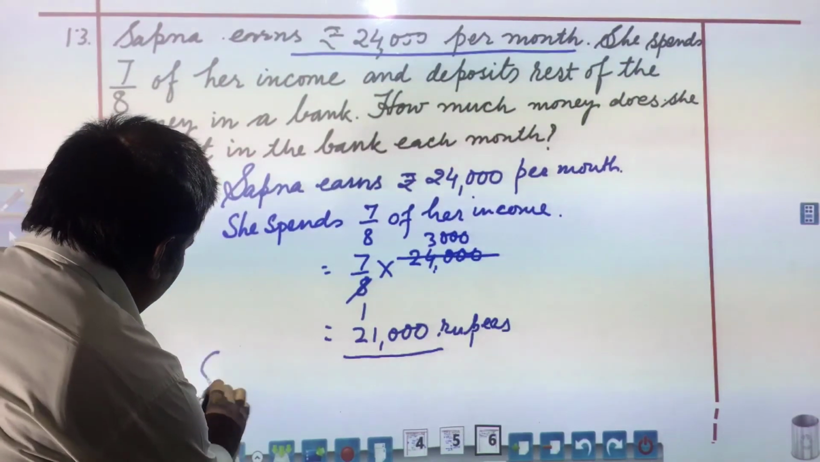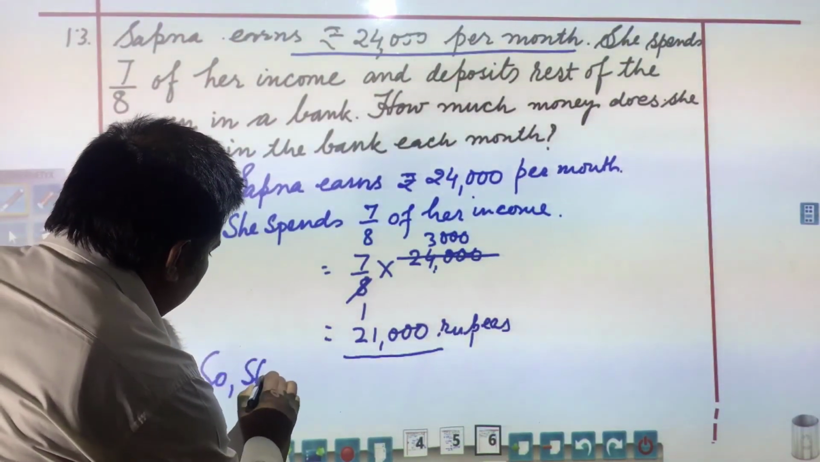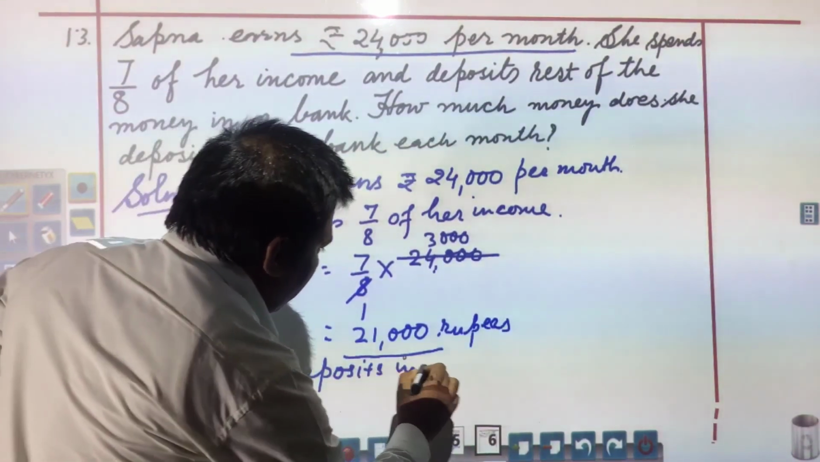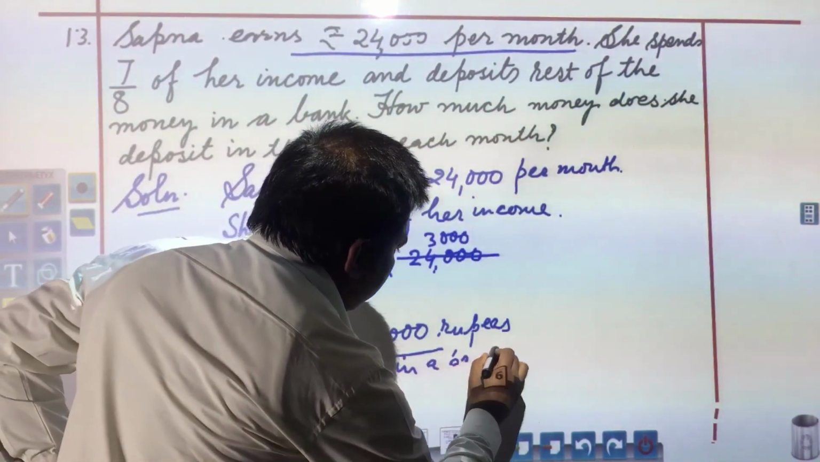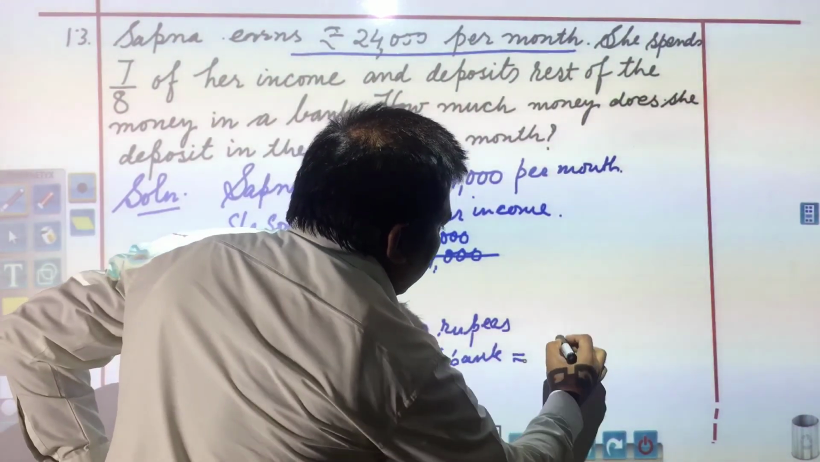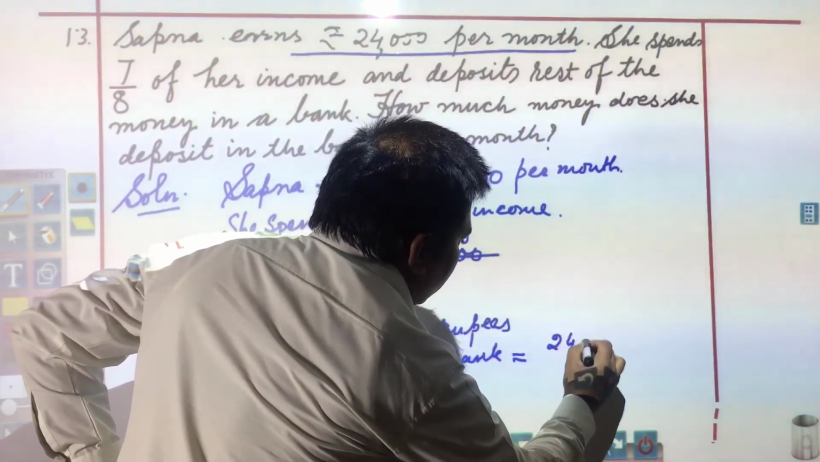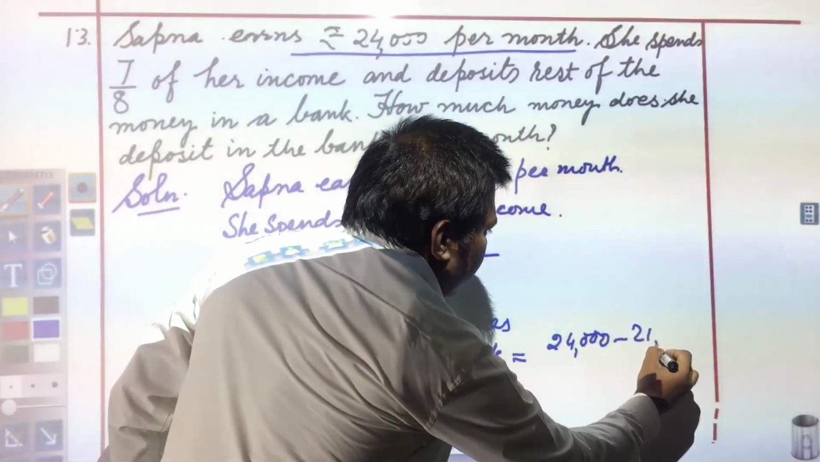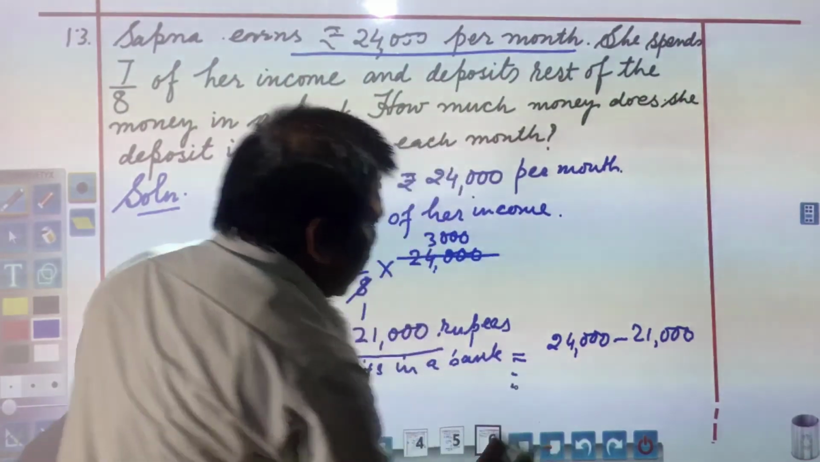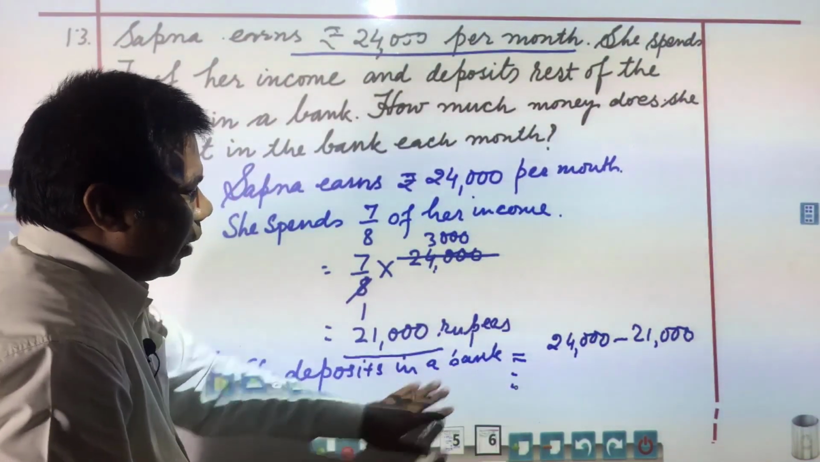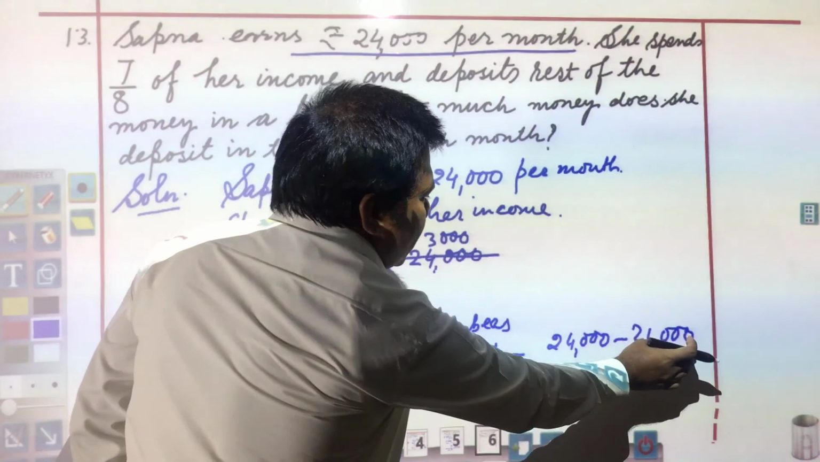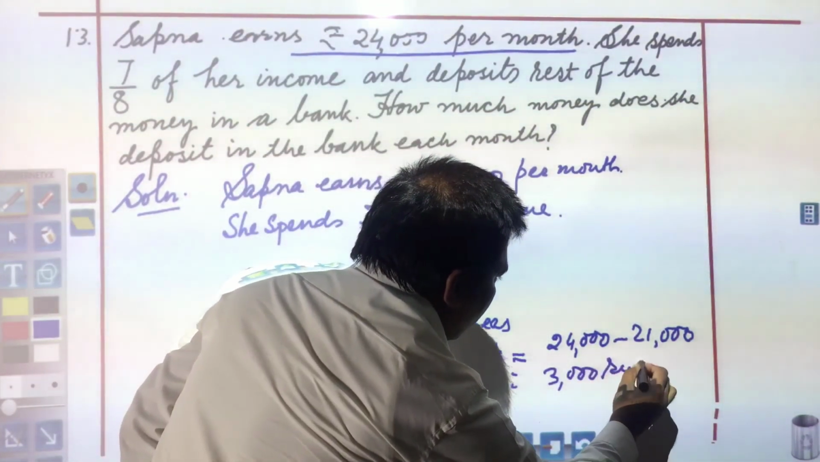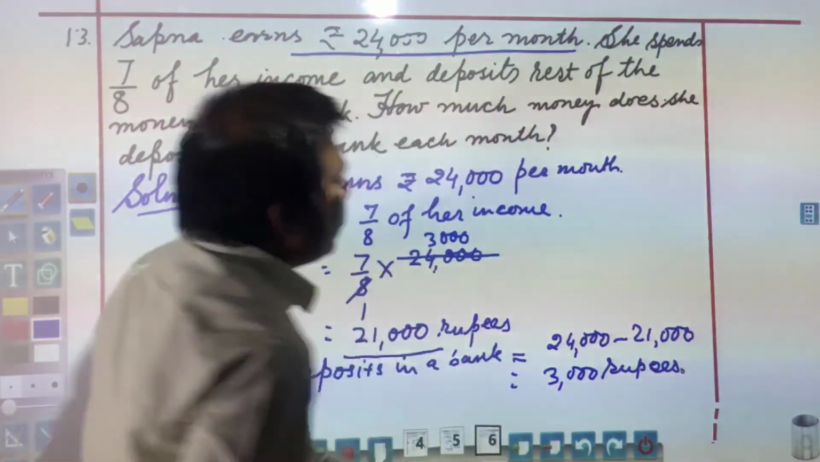So, she deposits in a bank how much? Her income is 24,000 and she spends 21,000. It means how much she deposits in a bank? 24,000 minus 21,000, it means 3,000 rupees. And this will be your answer.